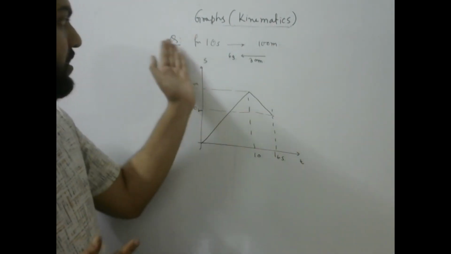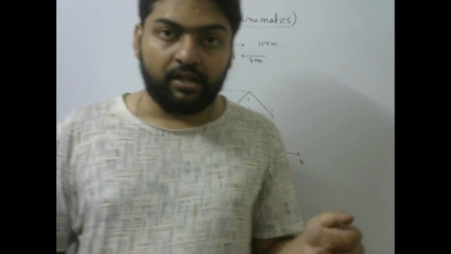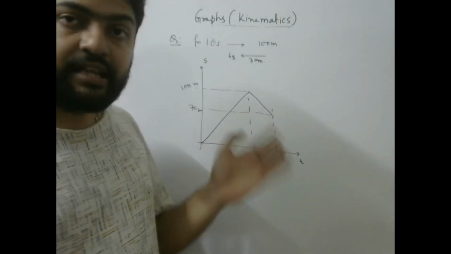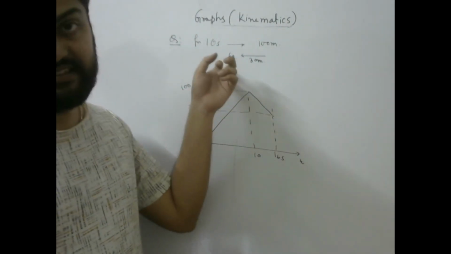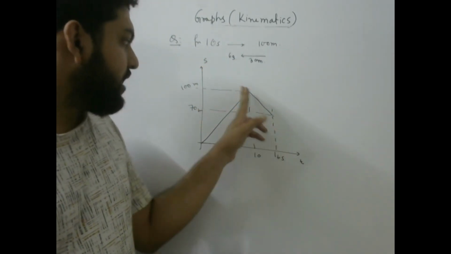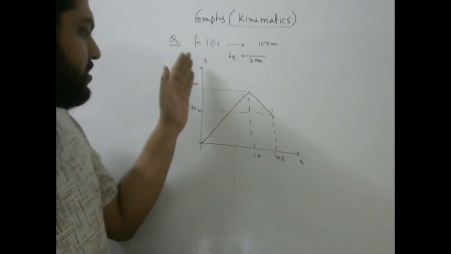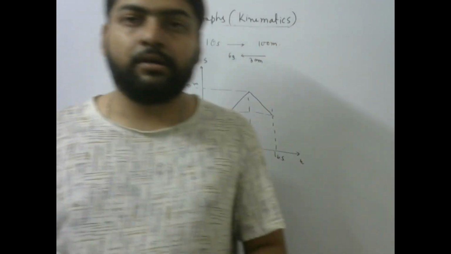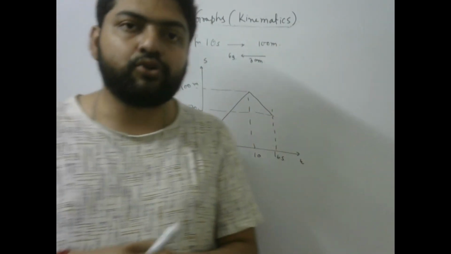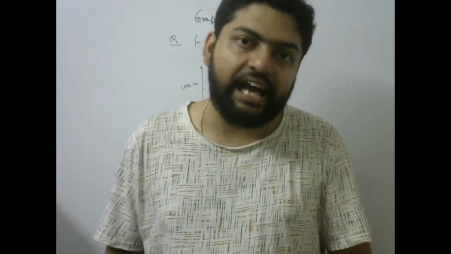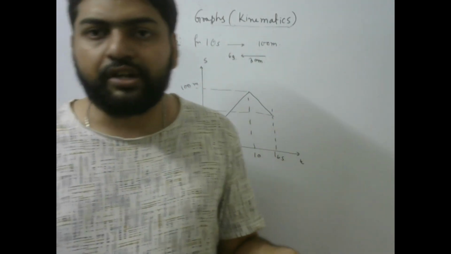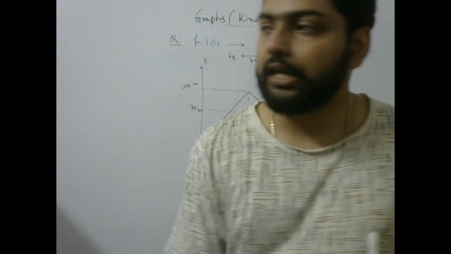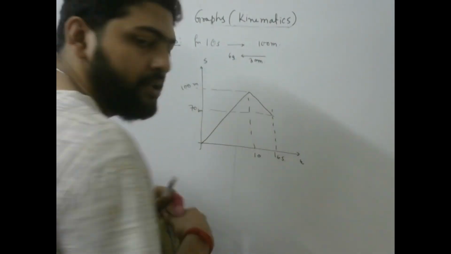For the first part, it moves through a distance of 100 meters in 10 seconds. So 10 seconds, 100 meters. Then it goes back through a distance of 30 meters in the next 6 seconds. So 10 plus 6 becomes 16 and it goes down through a distance of 30 meters. So this is your displacement time graph. These are the few graphs we have in our kinematics. I have tried to cover all the different types of graphs we have. Obviously, more discussions can be drawn. One more thing that comes to my mind is very important.